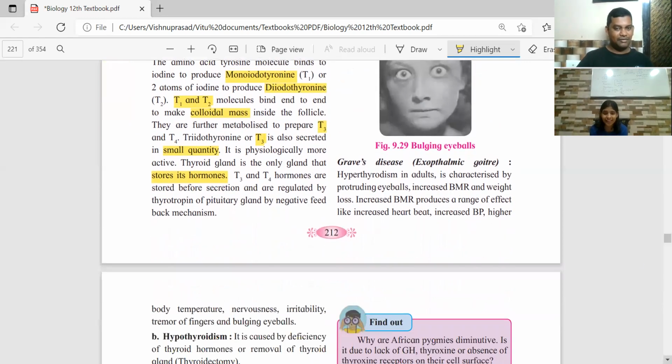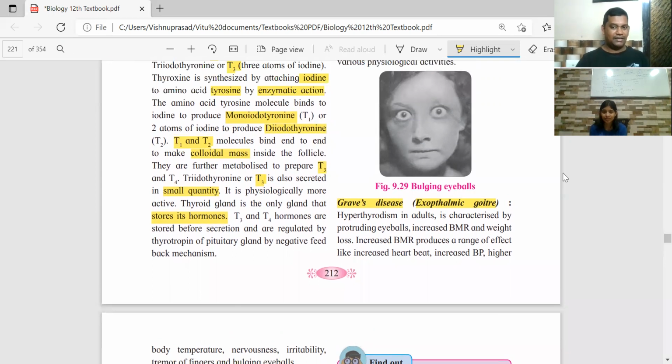There is this condition called Graves' disease, also called exophthalmic goiter. This bulging of the eyeballs that you can see is its symptom. What does exophthalmic mean? Exo means out, ophthalmia means eye. So the eyeballs come out, not literally, but you can see over here the eyeballs are protruding out.